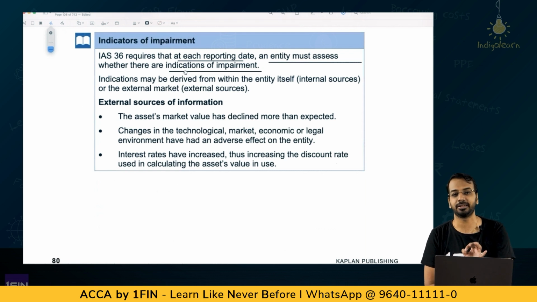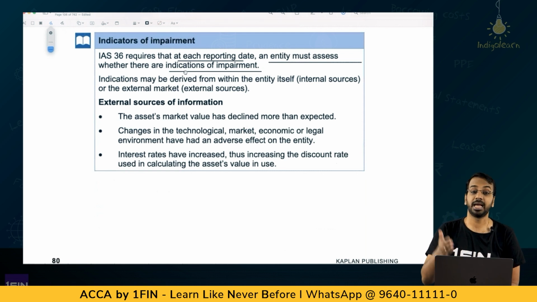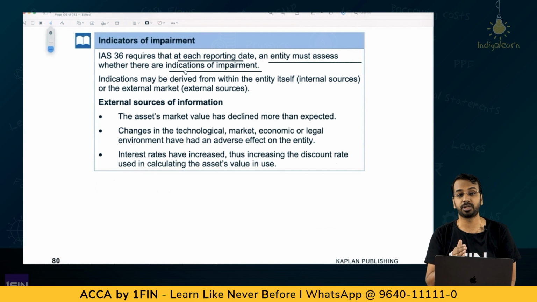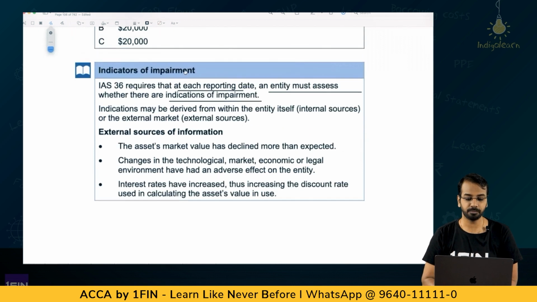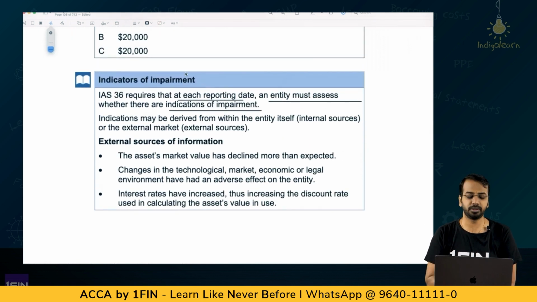Are there any indicators of impairment? When should we do this? At each reporting date. Now, let's say an entity is publishing quarterly financial statements. In that case, every quarter end, whenever the financial statements are being prepared, on that date you have to check whether there are any indicators of impairment.